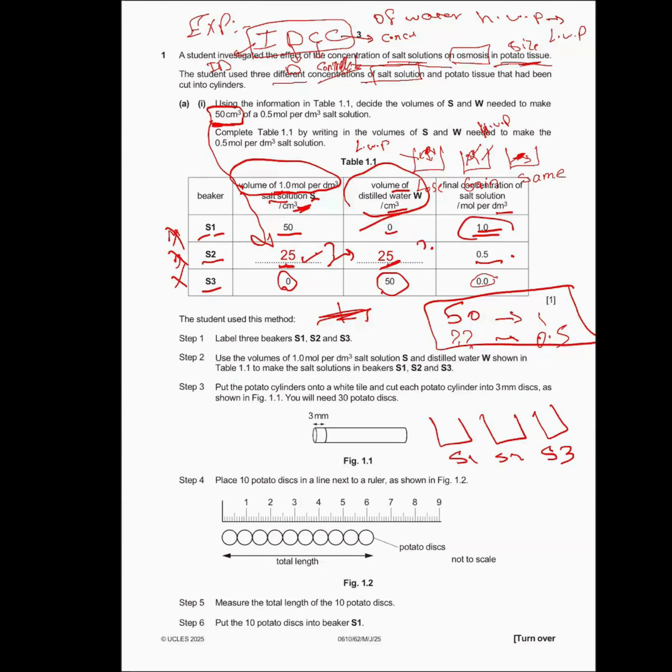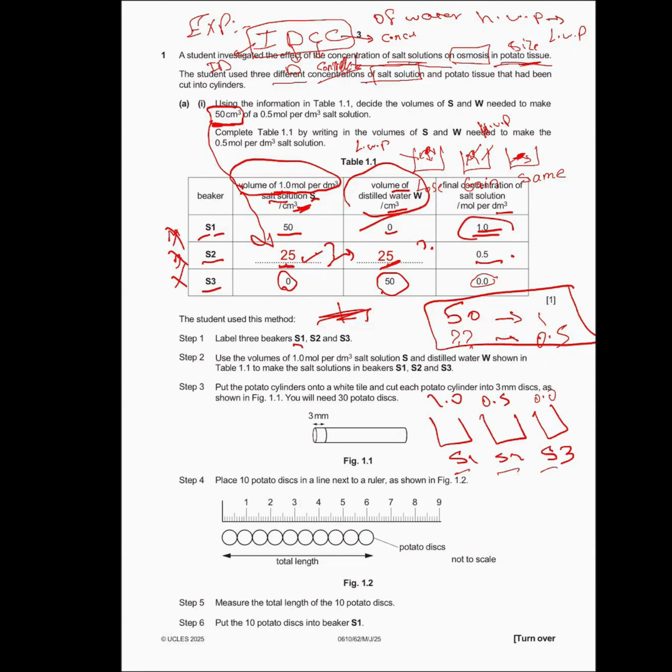S1, the concentration is 1.0. S2, the concentration is 0.5. S3, the concentration is 0.0. So this is the concentration that you gained.